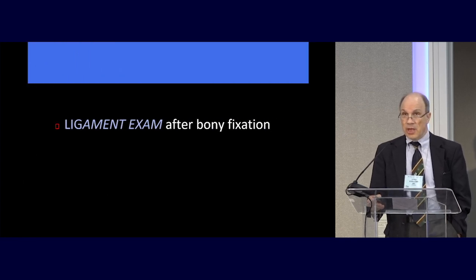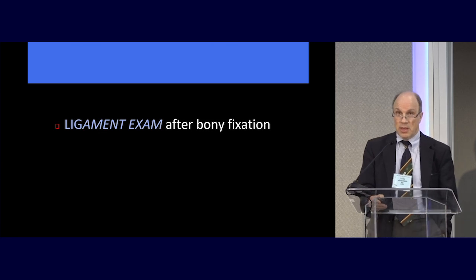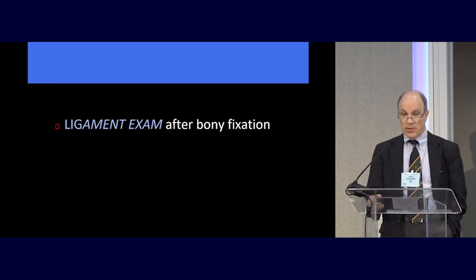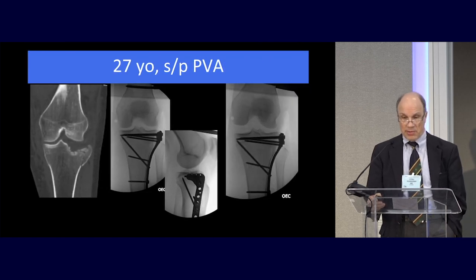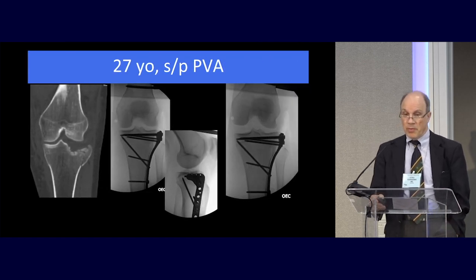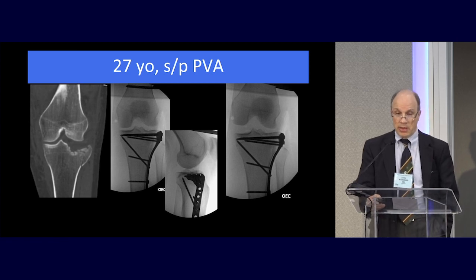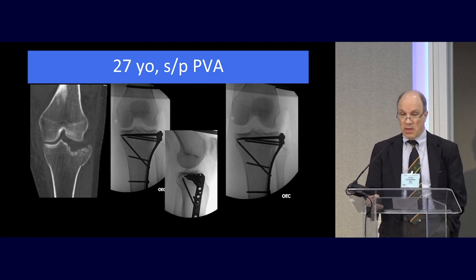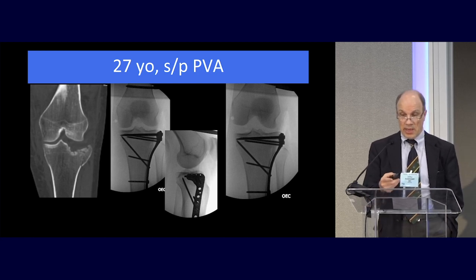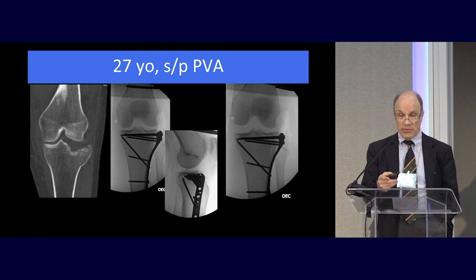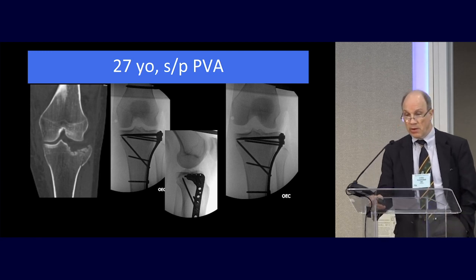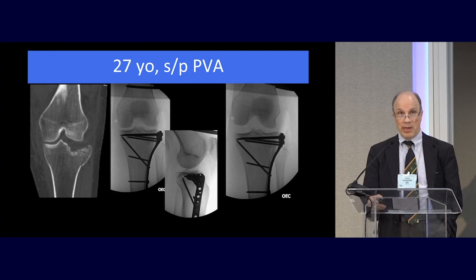Again, I think our job should be to diagnose these injuries. What to do with them is a different thing. We're going to do a ligament exam after the bony fixation, and I might show you some examples. This is a patient of mine, 27 years old, with a typical lateral plateau fracture after a PVA hit from the side, and I fixed it. After finishing my fixation of the lateral plateau, as you see once I tested, there's significant medial gapping, right? This is a grade 3 MCL injury.